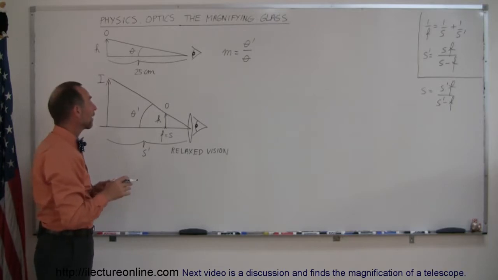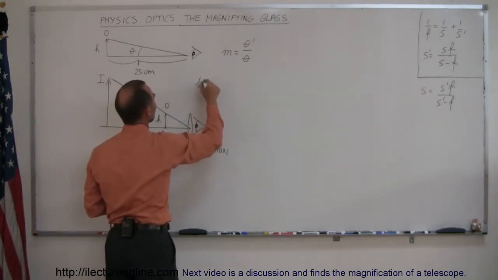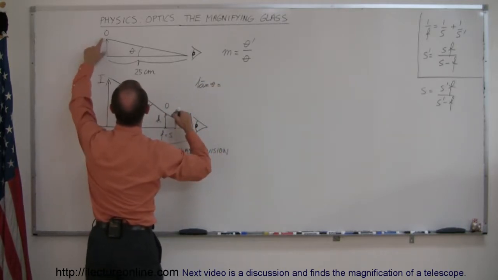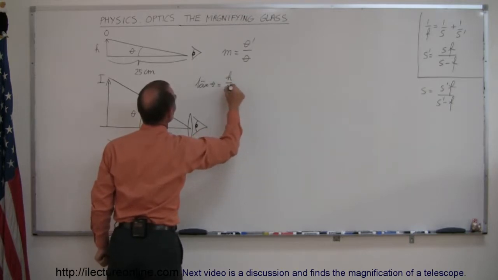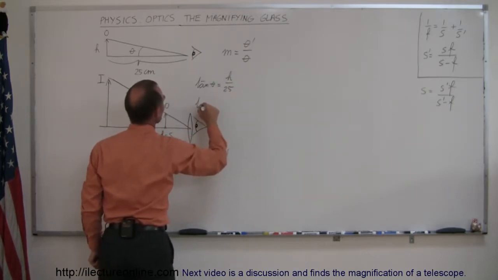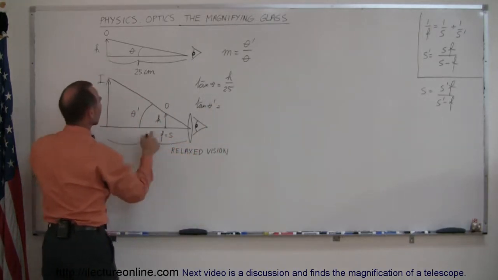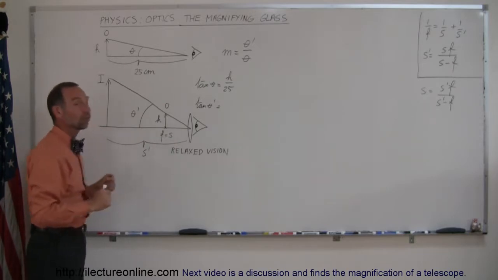Well, first of all, let's find the tangent of each of those. The tangent of theta, by definition, is equal to the opposite side over the adjacent side. So in this case, that would be equal to h over 25 centimeters. The tangent of theta prime is equal to the opposite side over the adjacent side. That would be the height of the image divided by the distance to the image.